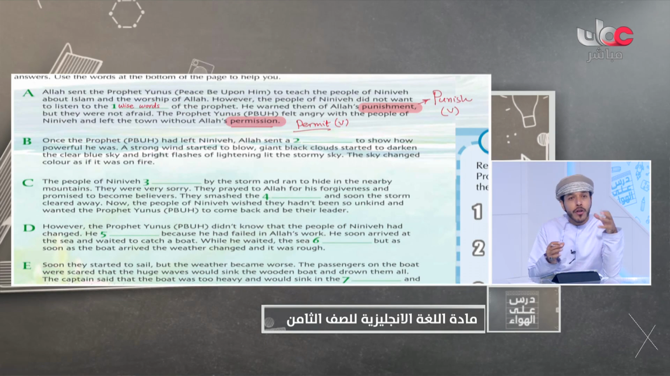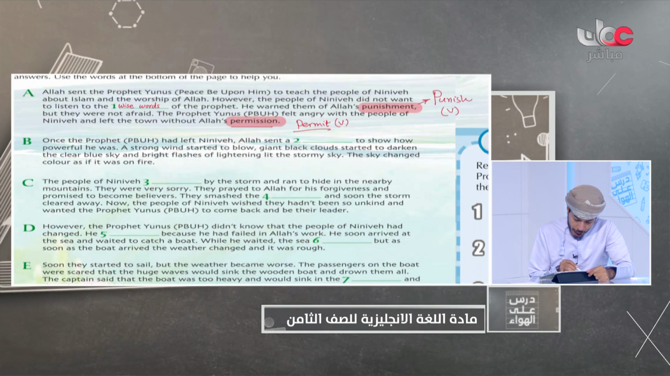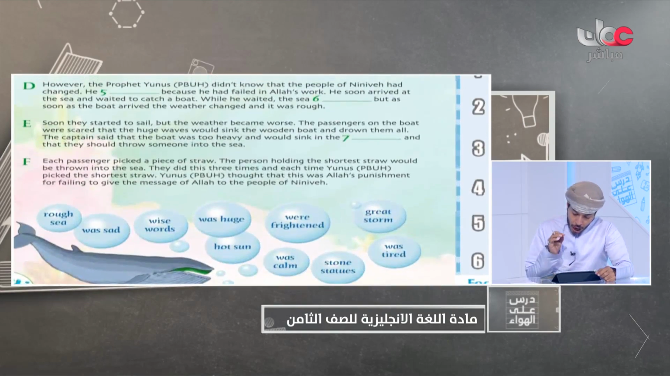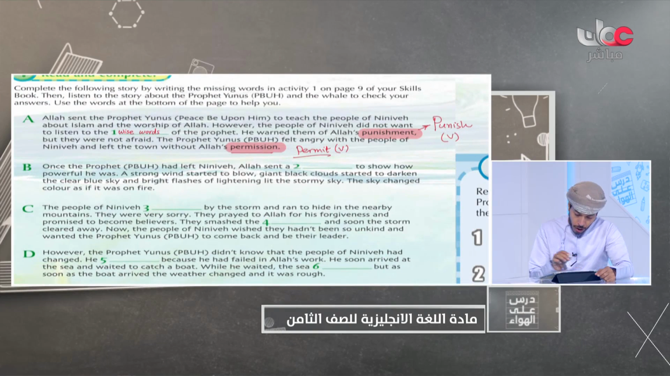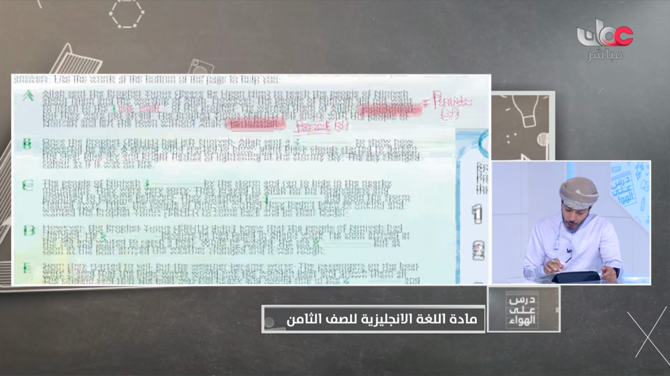Good. So try to learn new words from these stories, from these reading texts, because they are beautiful, and you are going to learn new morals and lessons from these stories. Then let's look at the second paragraph. Once the prophet had left Nineveh, Allah sent what? He sent a great storm. Because they left the town without his permission, so he sent them a storm, or a great storm.